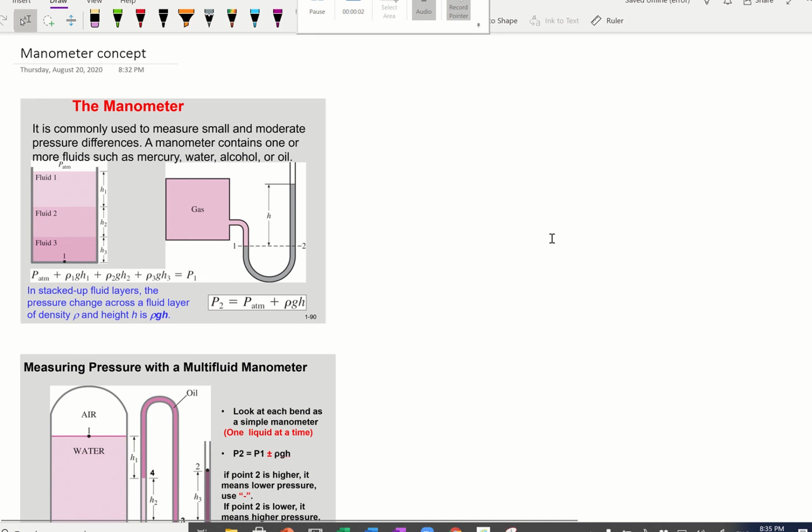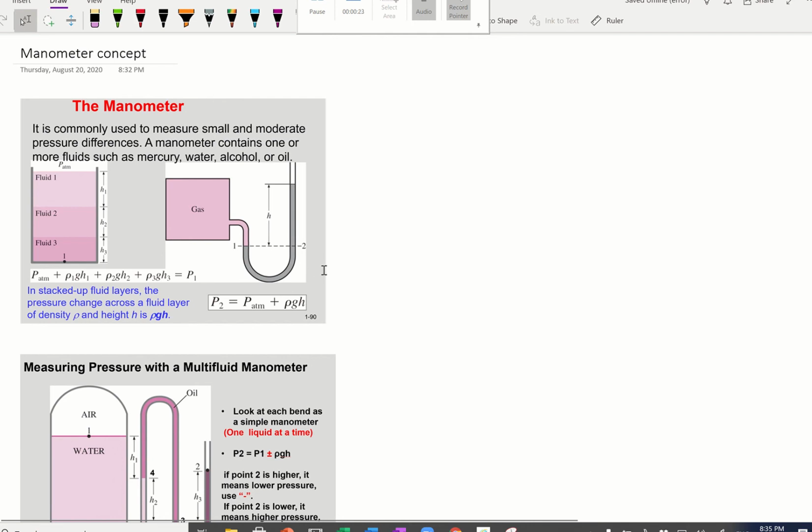Hi, in this video we're going to look at manometers. A manometer is often used to measure the pressure of your system, and it is normally constructed with one or more fluids, for example mercury, water, alcohol, or oil.